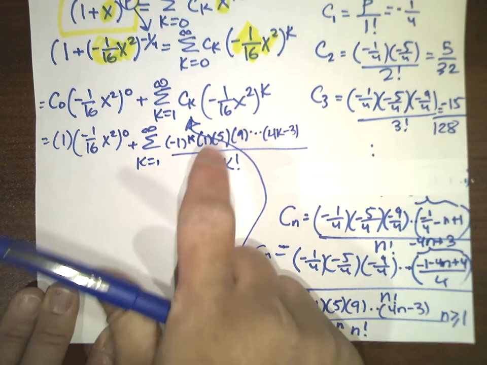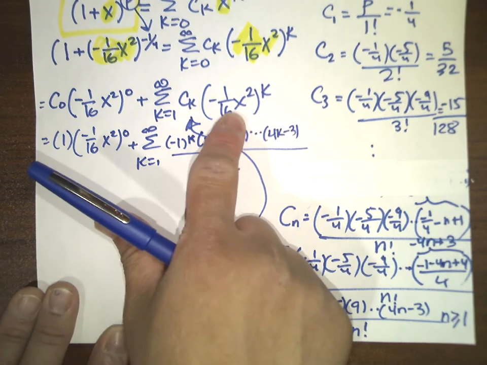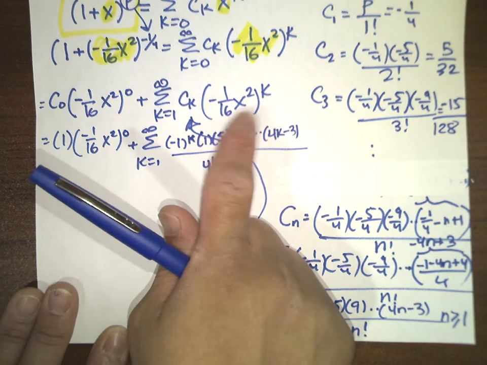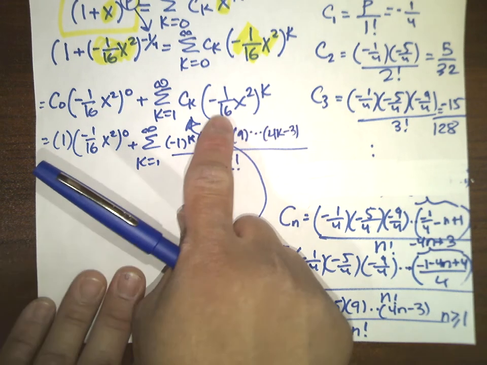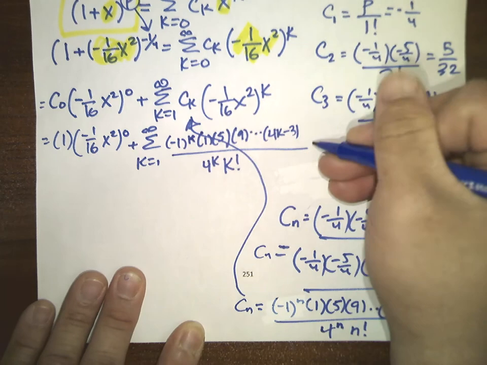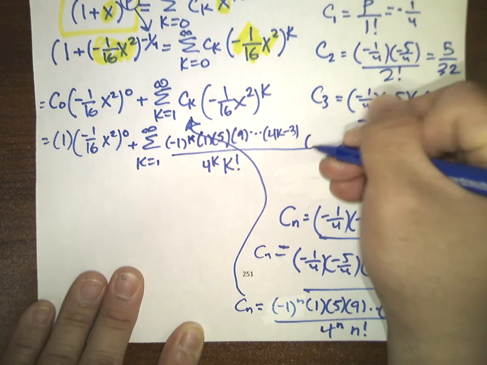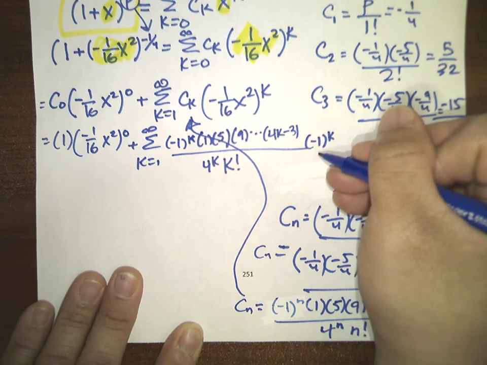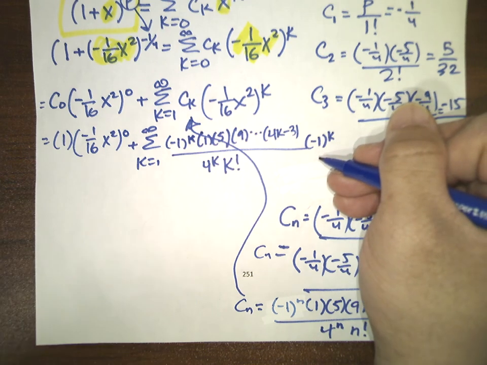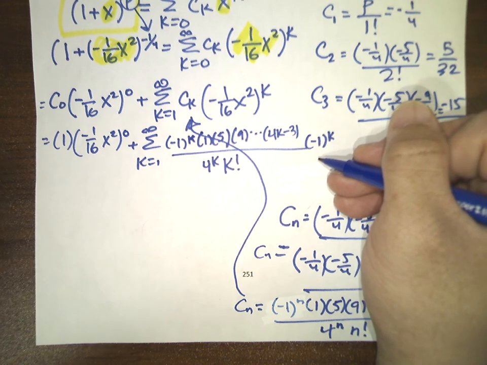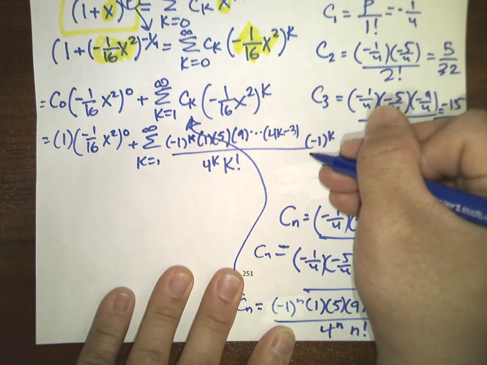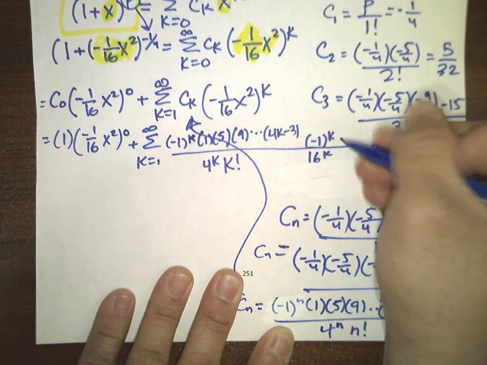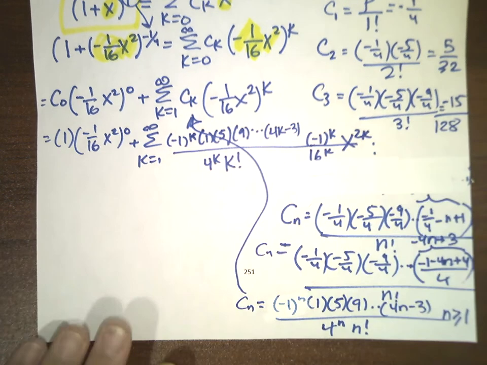And then if I deal with this over here, what is that going to be? Well, I really don't know how you want to deal with this, but it's up to you. But I could pull out the negative 1 to the k, and then have over, do you want to have over 16 to the k down here? Like 16 to the k. All right, and then we have x to the 2k. It's up to you what you want to do.